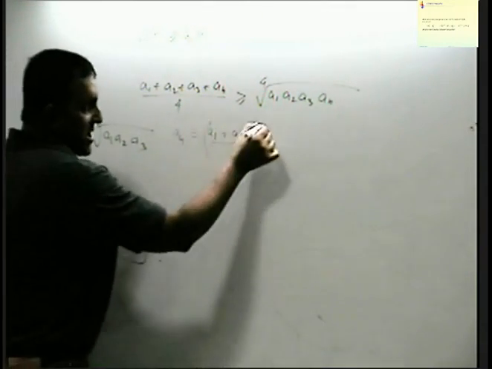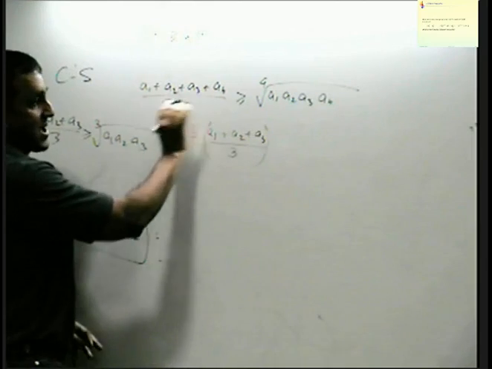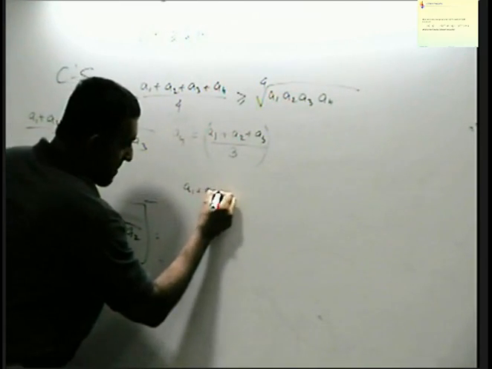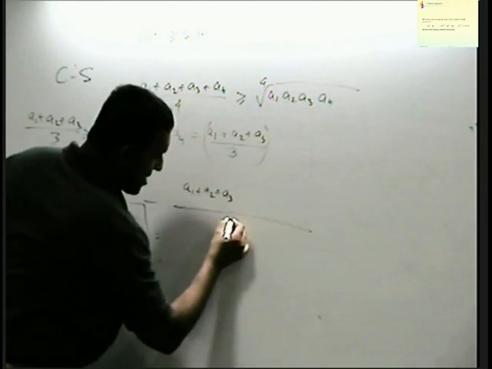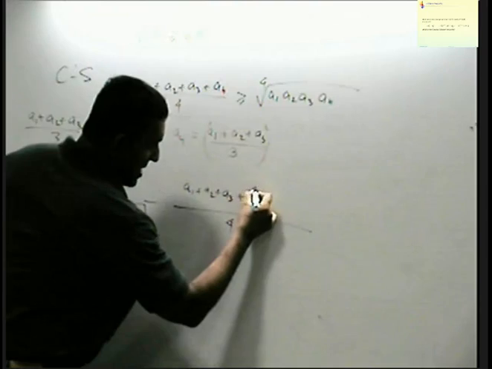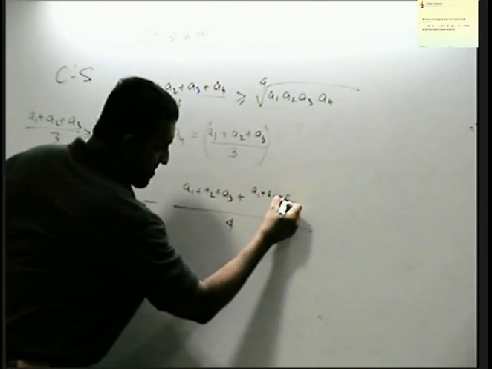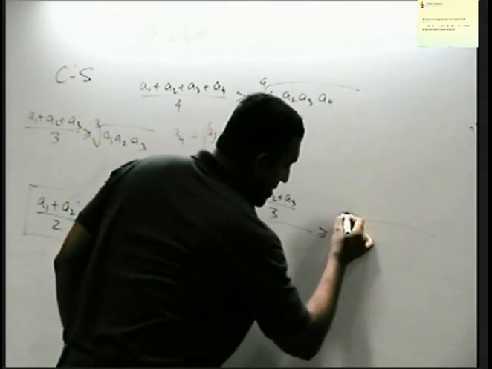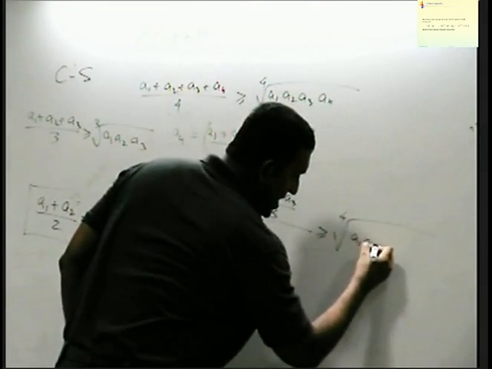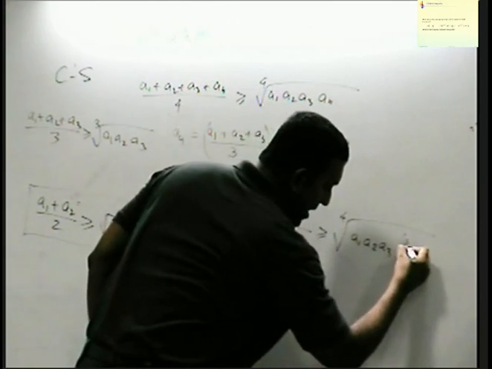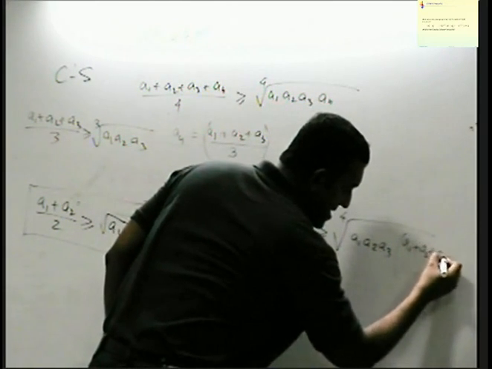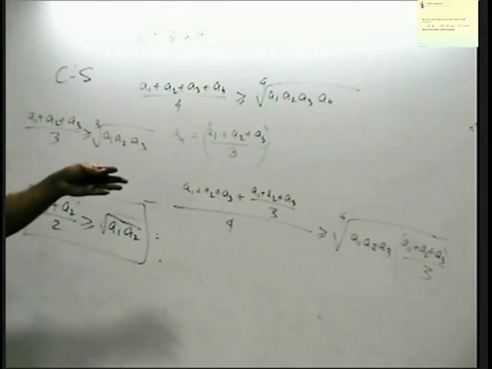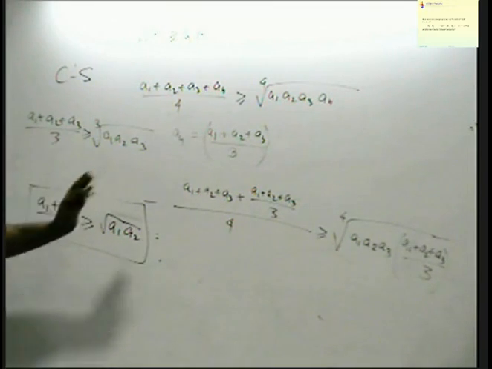And now let's put (a1 plus a2 plus a3) by 3 in this statement. So that becomes a1 plus a2 plus a3, and overall there will be a 4 plus (a1 plus a2 plus a3) by 3, greater than or equal to the 4th root of a1, a2, a3, (a1 plus a2 plus a3) by 3. Everyone okay with this? What Cauchy did here is just that.